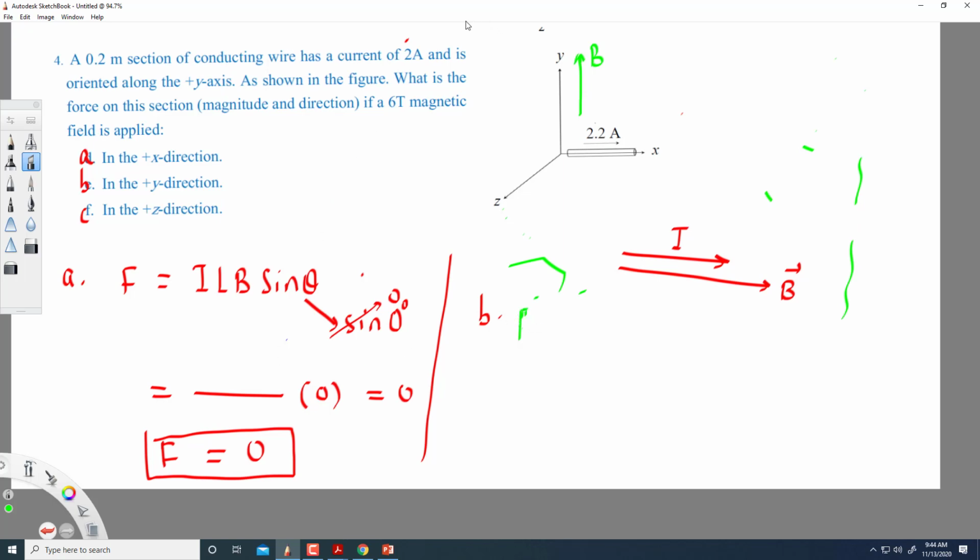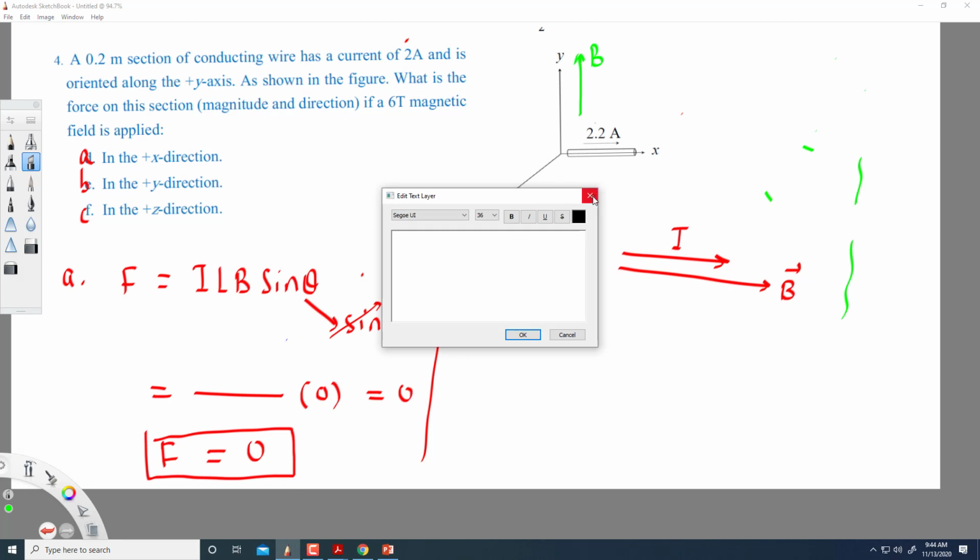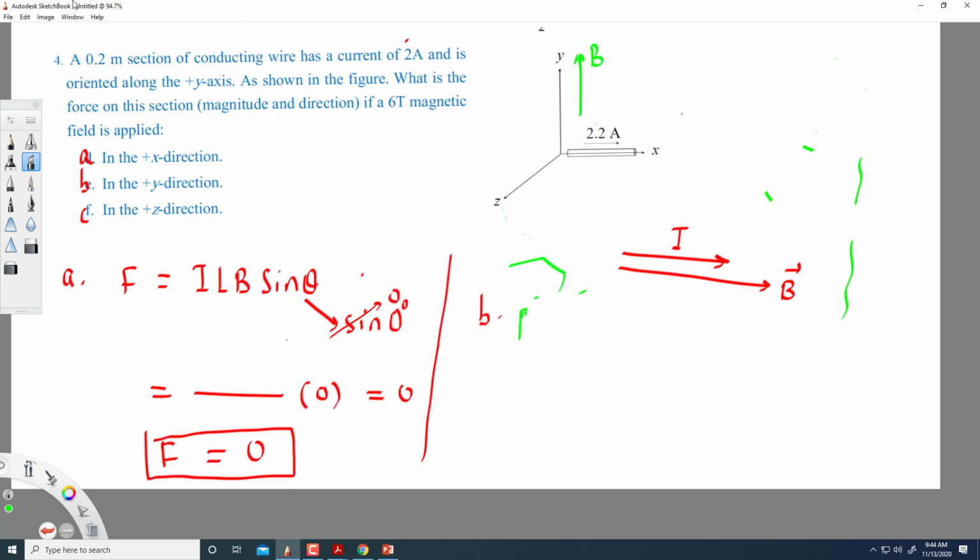Something happened. You guys can figure that out while I'm doing this.